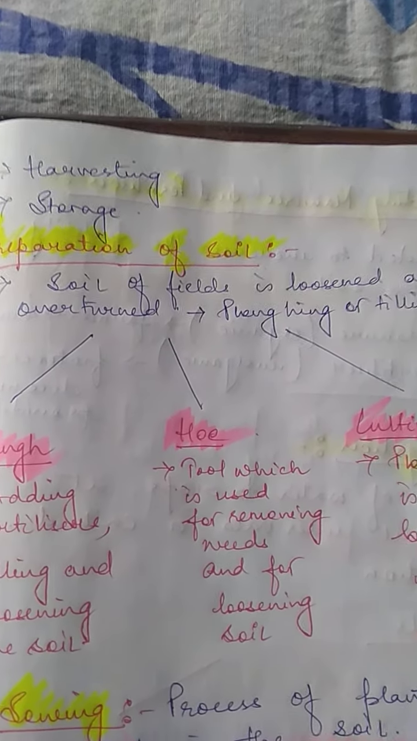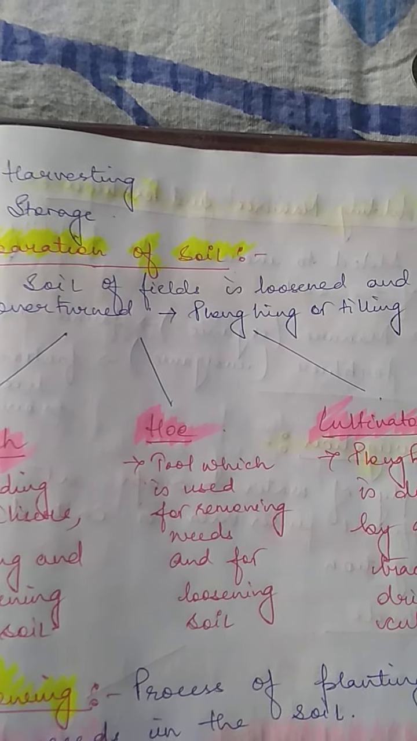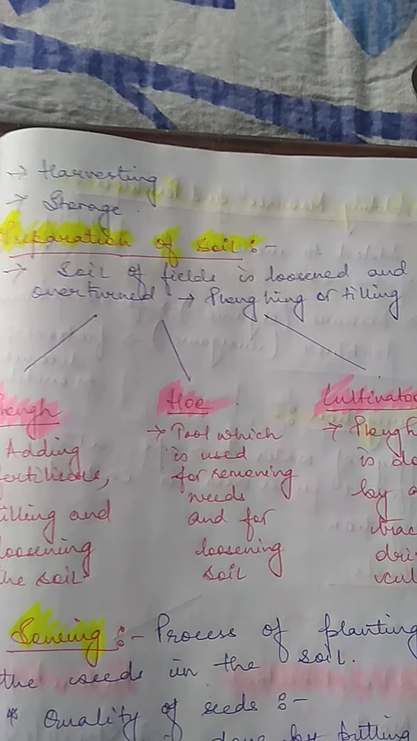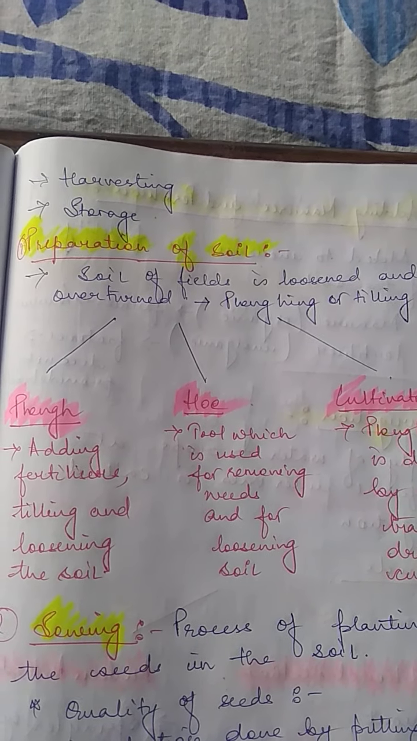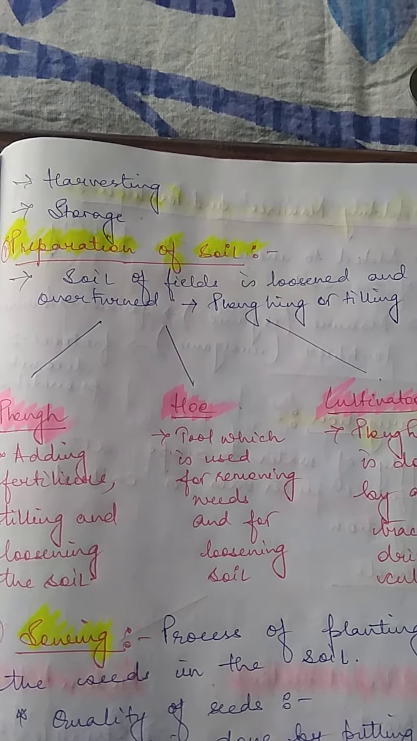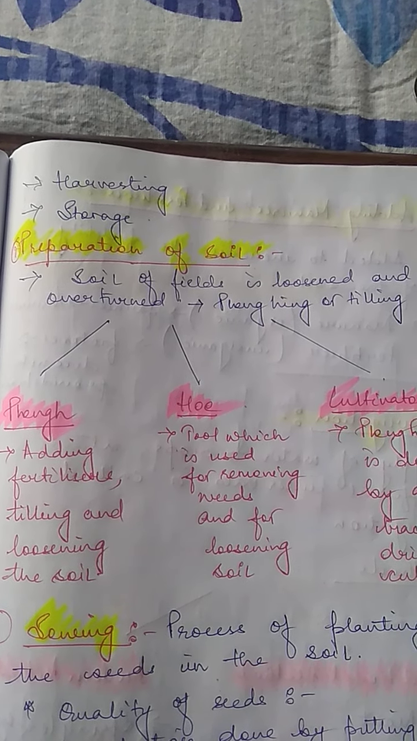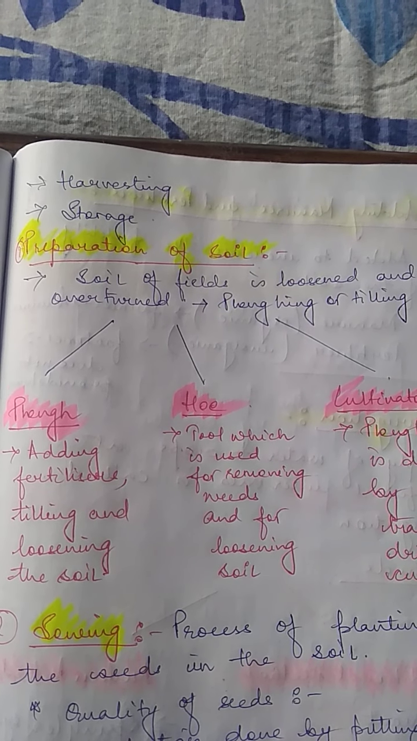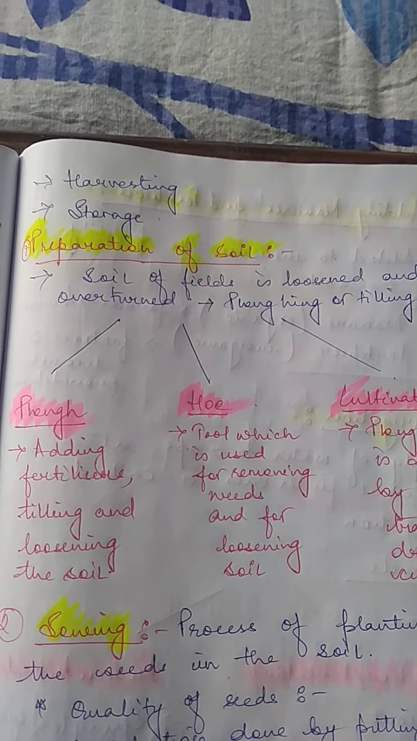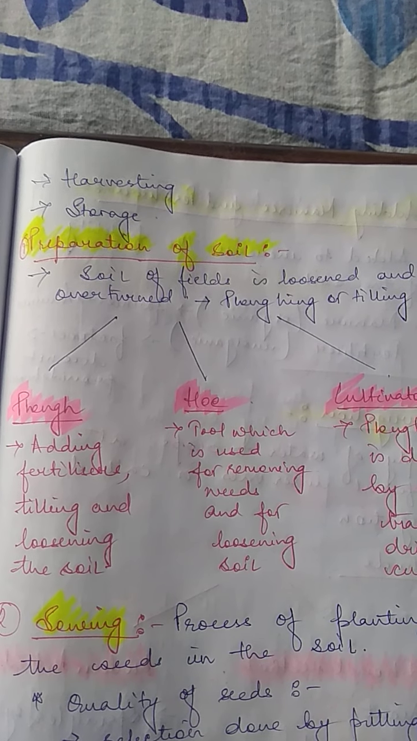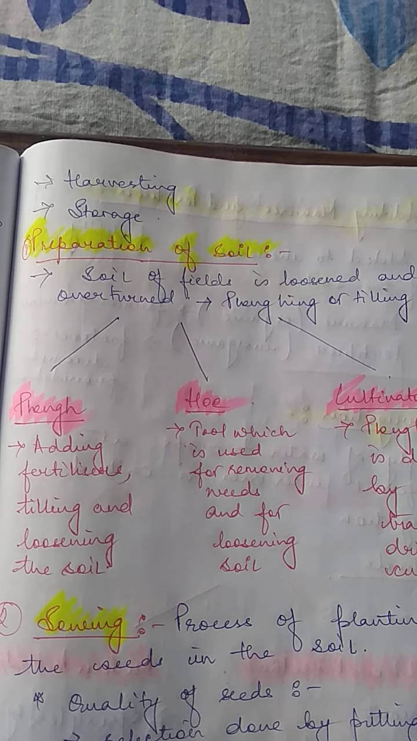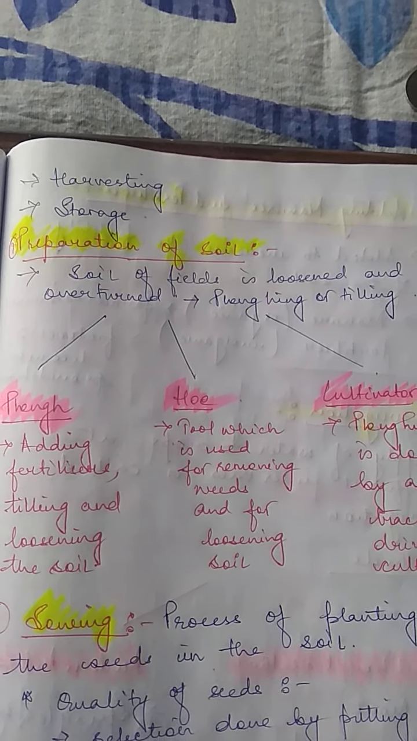First step is preparation of soil. In preparation of soil, the soil is loosened and overturned. Why is it loosened and overturned? So that the soil is airy, and when your plants grow, the roots can reach the soil nicely, and when you add fertilizers and manures, they can easily reach all parts of the soil also.